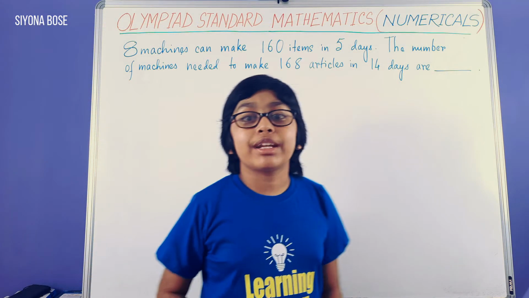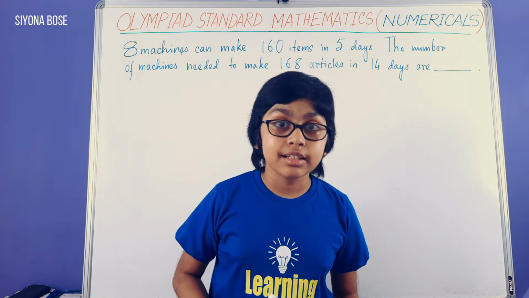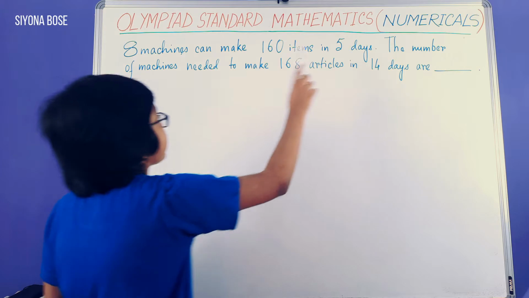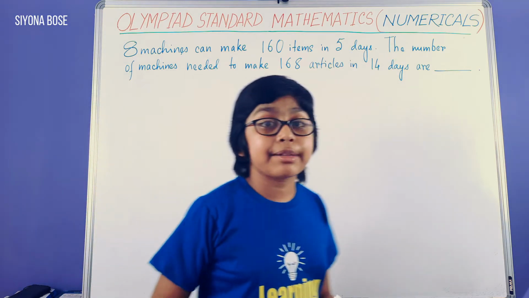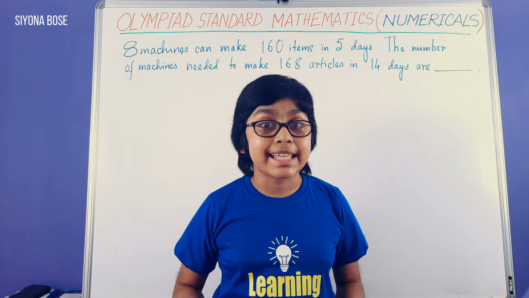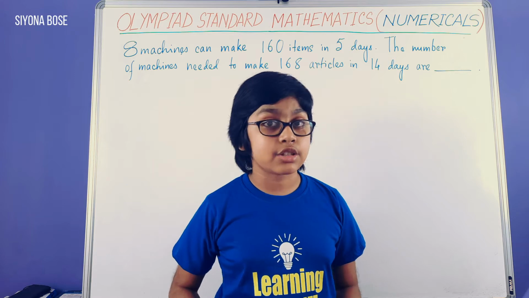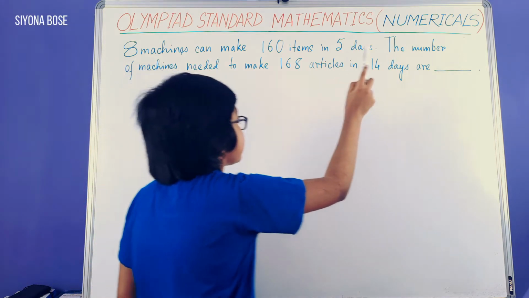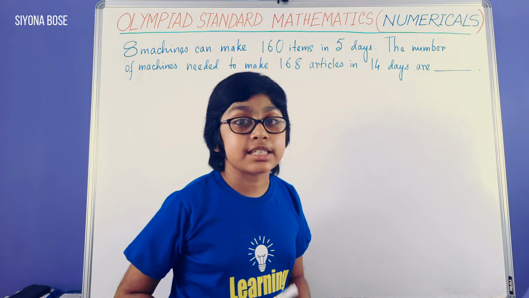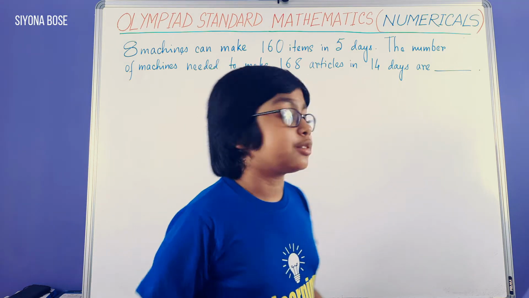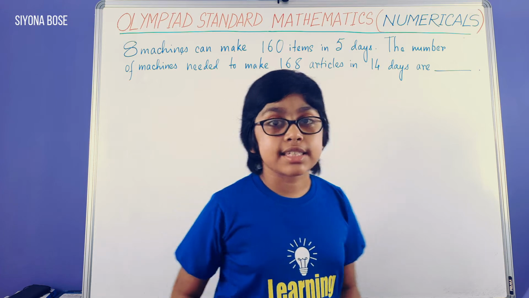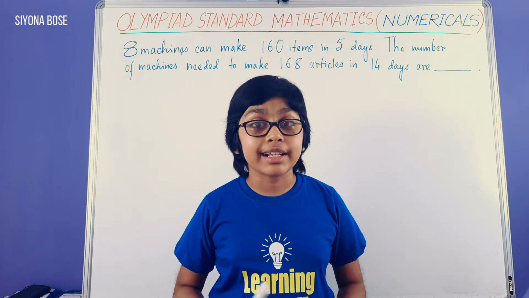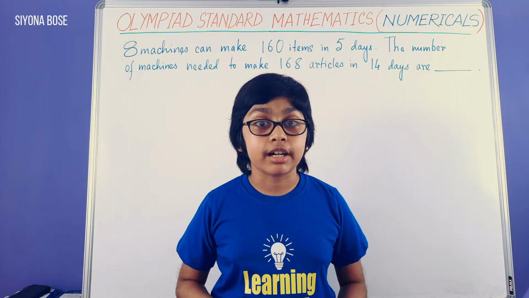So in this sum, we need to use the unitary method. But here we have two varying parameters. And the first thing we need to do is to find out what exactly is asked in this question. Here we have information about the articles and the days, but what we don't have is the machines. So we need to find machines. This tells us that a machine has to go on the right side when we're doing the unitary method.